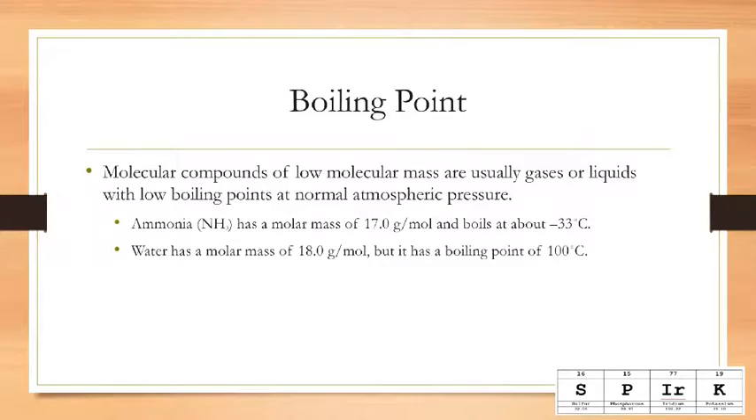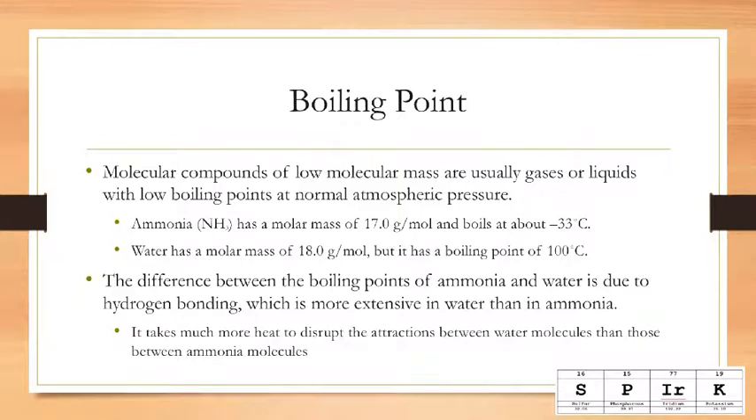So for the boiling point, molecular compounds of low molecular mass are usually gases or liquids with low boiling points at normal atmospheric pressure. Ammonia, or NH3, has a molar mass of 17 grams per mole and boils at about negative 33 degrees Celsius. Water has a molar mass of 18 grams, but it has a boiling point of 100 degrees Celsius. The difference between the boiling points of ammonia and water is due to the hydrogen bonding, which is more extensive in water than in ammonia.